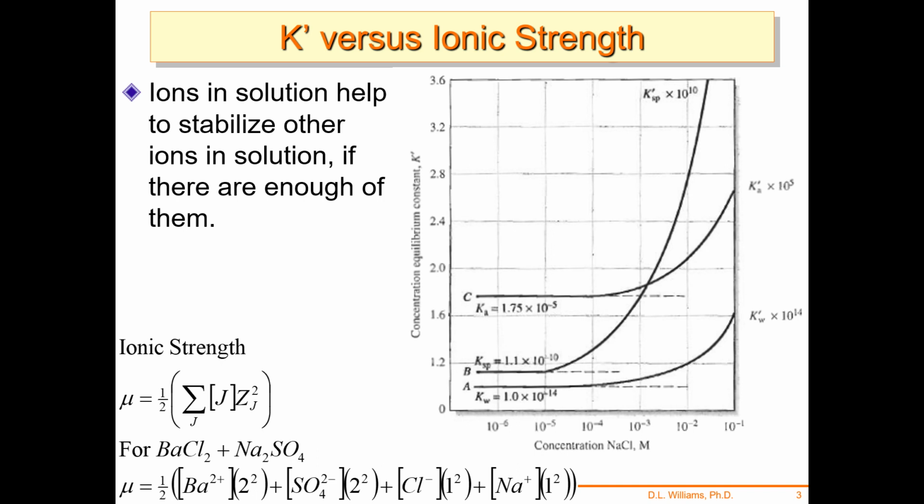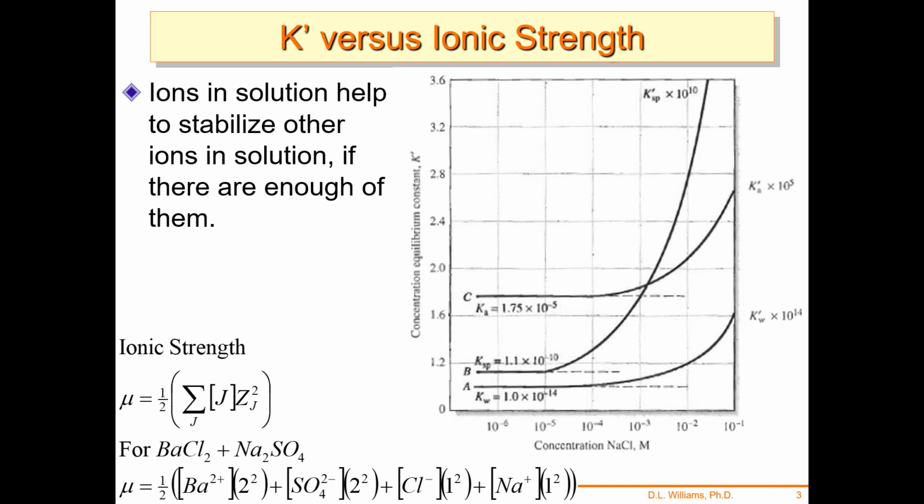This is 3.6, and so it's going off scale here, times 10 to the minus 10, and as we go to 0.01 here, sodium chloride, 0.1. So the first thing we need to do is calculate what's on this x-axis, which is the ionic strength. And so here's the equation for ionic strength.